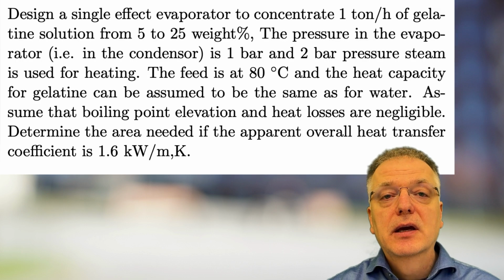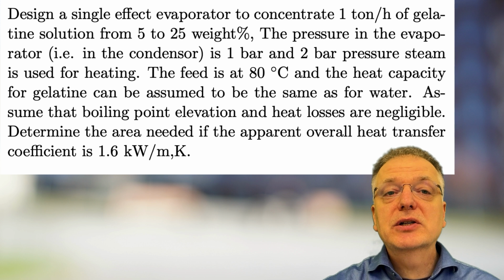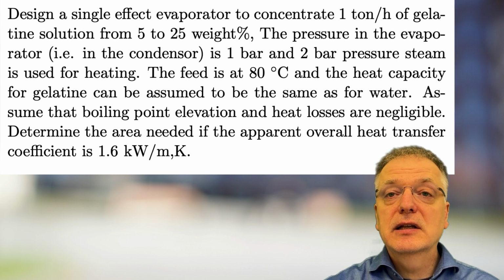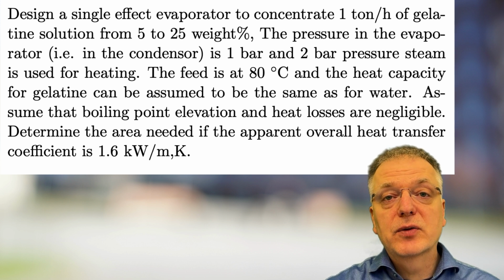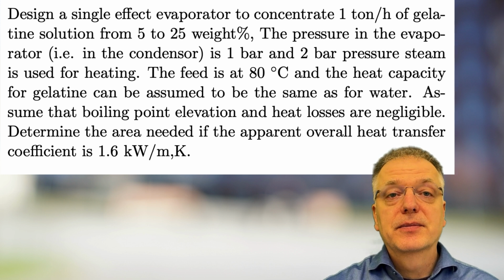But for now, the task we should solve is as follows. Design a single effect evaporator to concentrate 1 ton per hour of gelatin solution from 5 to 25%. The pressure in the evaporator, that is in the condenser, is 1 bar and 2 bar pressure steam is used for heating. The feed is at 80 degrees centigrade and the heat capacity for gelatin can be assumed to be the same as for water. Assume that the boiling point elevation and heat losses are negligible. Determine the area needed if the apparent overall heat transfer coefficient is 1.6 kilowatt per meter squared and Kelvin.